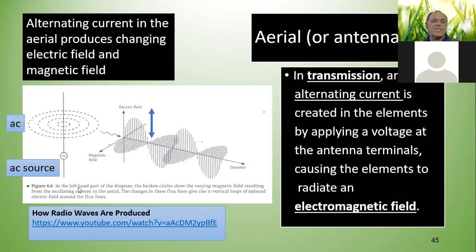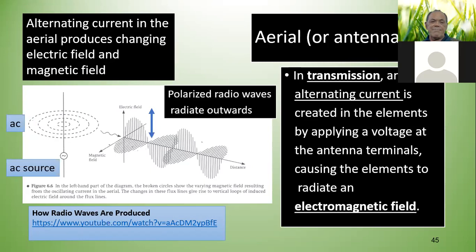So basically, alternating current in the aerial produces a changing electric field. And the changing electric field will produce a changing magnetic field. Right? Remember, it's a current that changes that produces an electric field, and it's a current that changes that produces a changing magnetic field. So the electric field and magnetic field are in phase. And because it's only in one direction, it is a polarized radio wave radiating outwards.